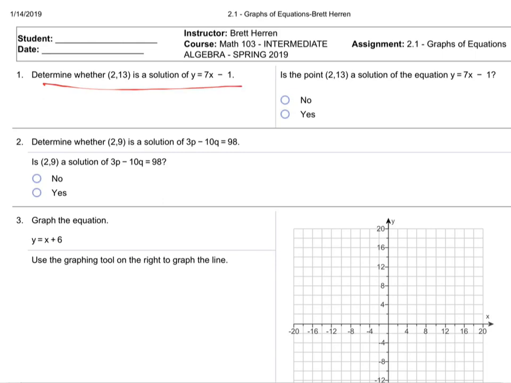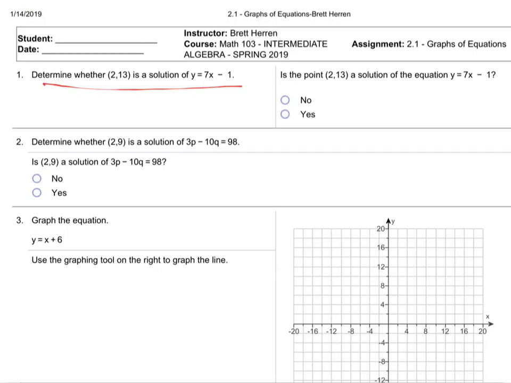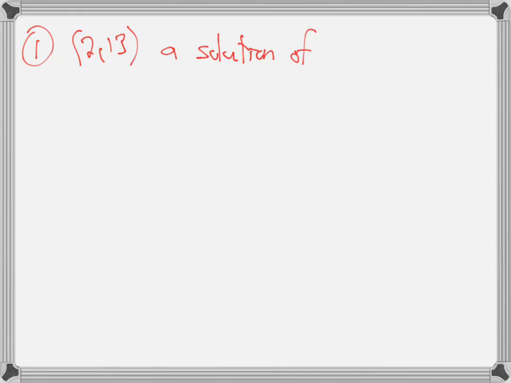I think we need a little more room. Let me get a fresh screen here. Whoops, that's not my fresh screen. So number 1: is 2, 13 a solution of, what is it, y equals 7x minus 1? Is that a solution of y equals 7x minus 1?